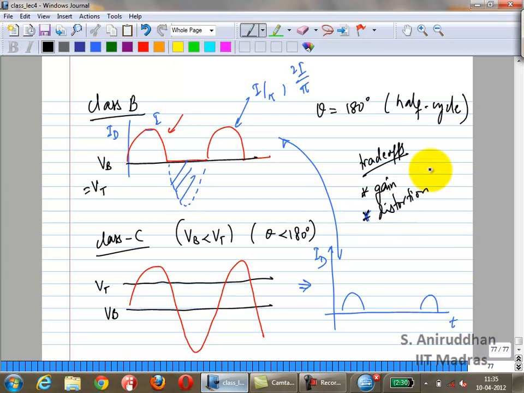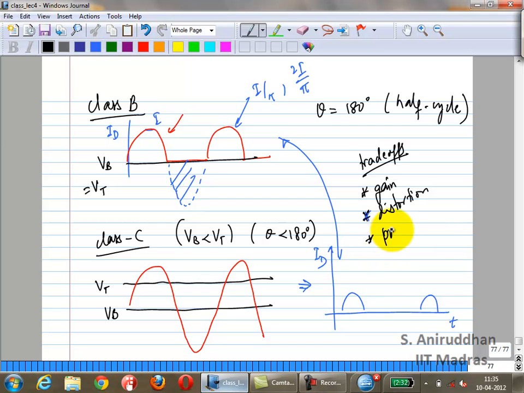So the other trade-off is of course distortion, because now if you want to design an amplifier, VT you may not be able to change, but you can definitely change VB. Correct? You can change VB such that you have better distortion or worse distortion. So that is definitely a trade-off.